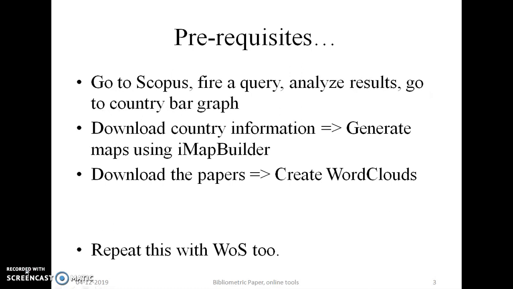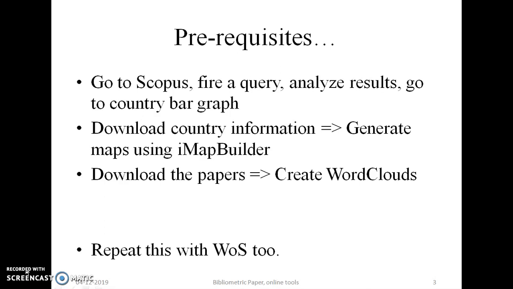And the prerequisite before we start using these services is to go to the scopus.com website, fire a query from your specific research domain, press analyze result, and go to the country's bar graph. Then download that country information, and this information will be useful to generate the world map related to your specific research. These countries' details need to be downloaded in the form of a CSV file.